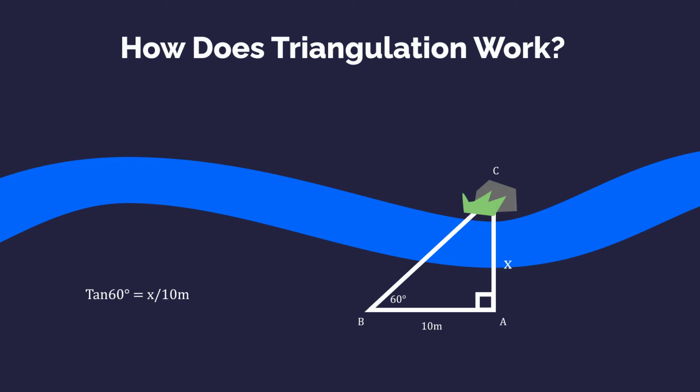Then we just multiply both sides by 10. So x is 10 times tan of 60, and we get x is 17.3 meters.